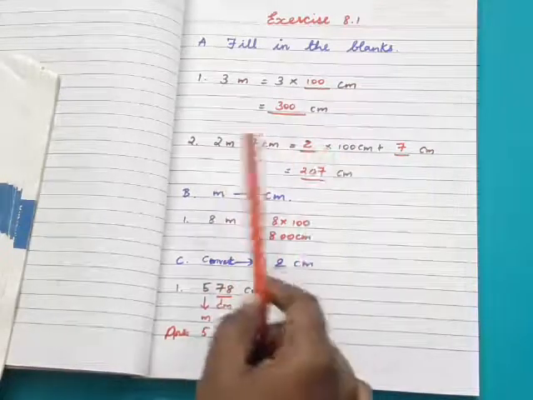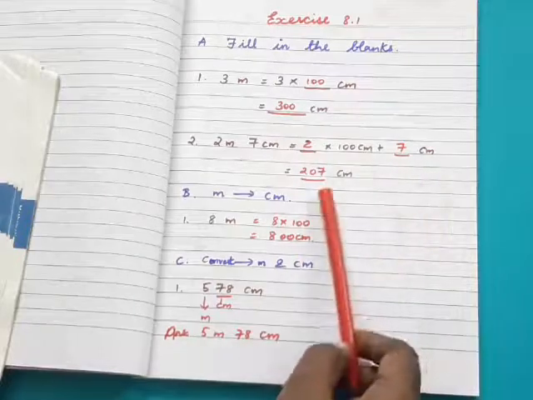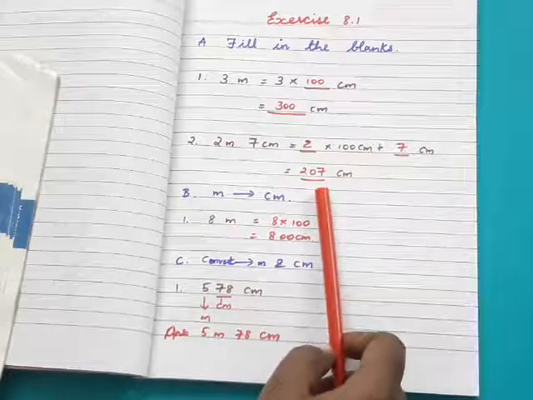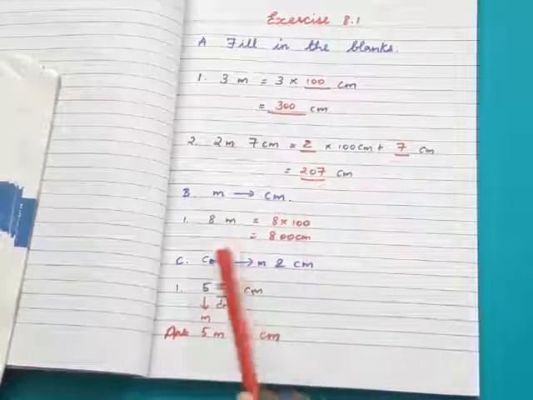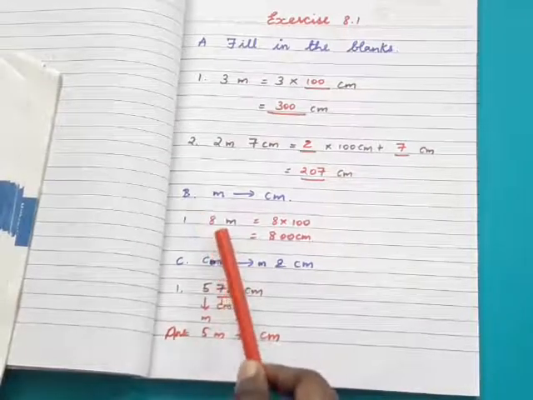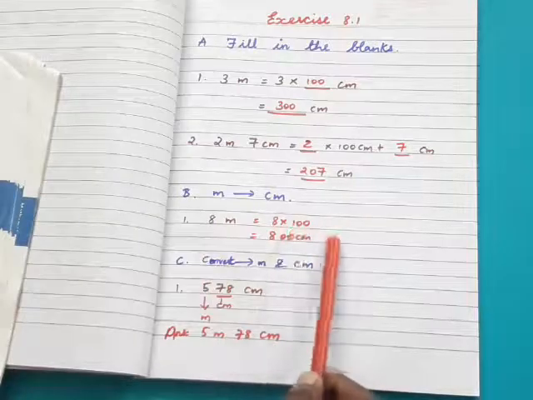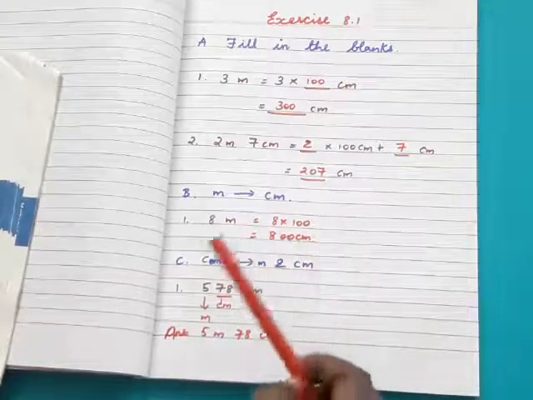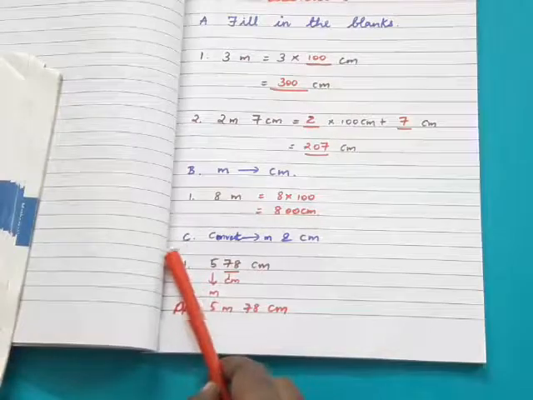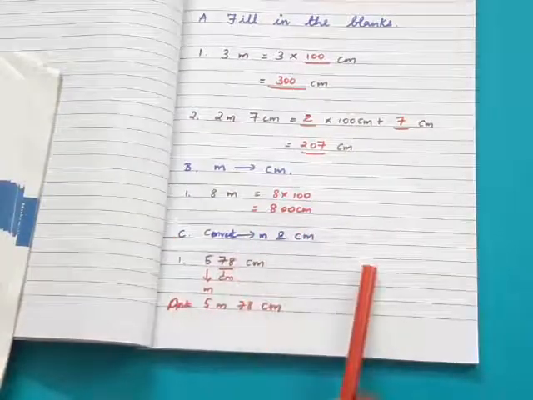Into 100. Then plus this 7. So the answer is 207. Same using that formula, B section also you have done. You are converting meter into a centimeter. So meter into 100. It is 800 centimeter. Now in the C section you have learnt how to convert into meter as well as into a centimeter.